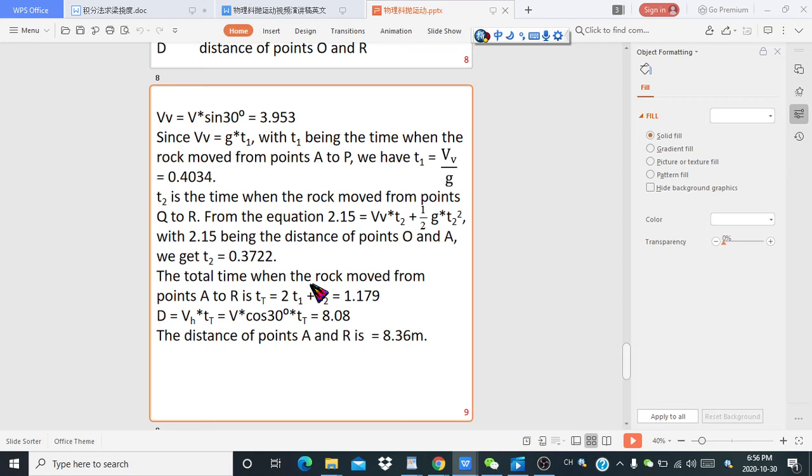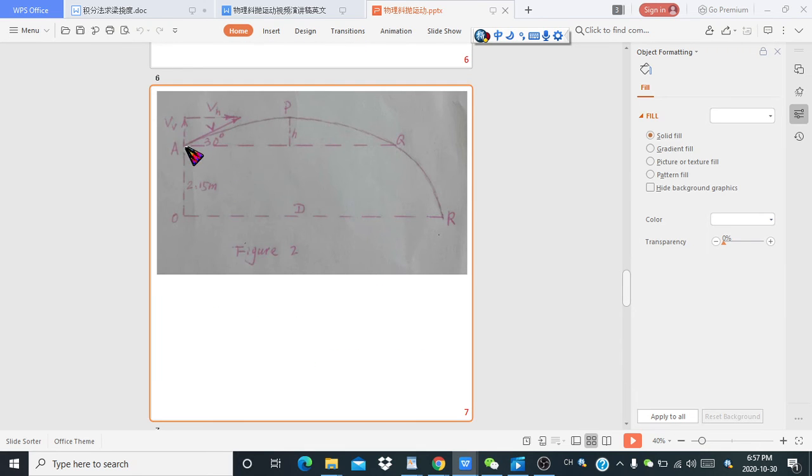Then we can get the total time when the rock flies along the whole projectile track from the start point A to the end point R. So this is the total time for the rock to move from the start point to the end point, from here, the start point, along this parabola curve to the end point R. The total time is formed by 3 parts.